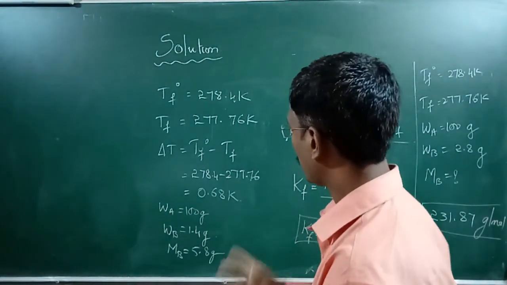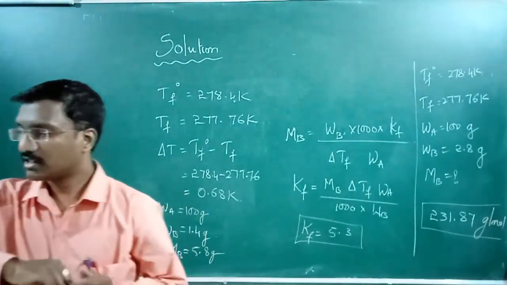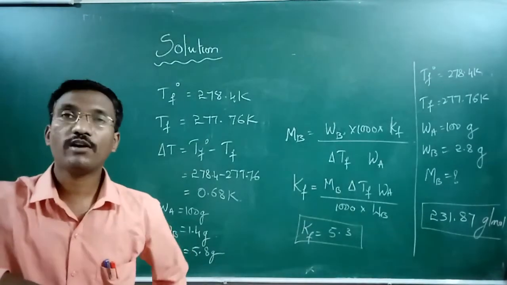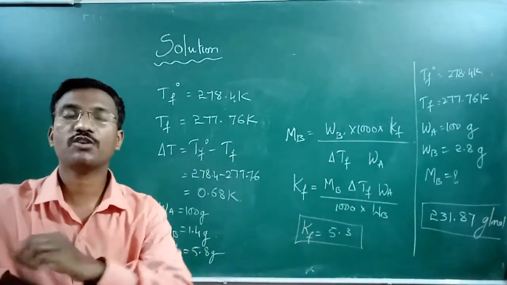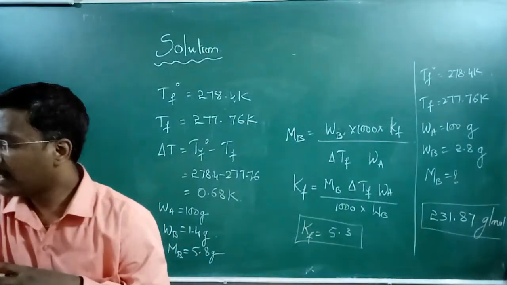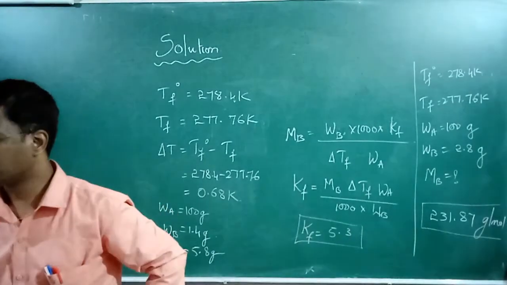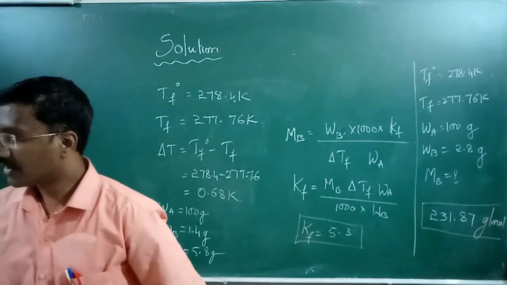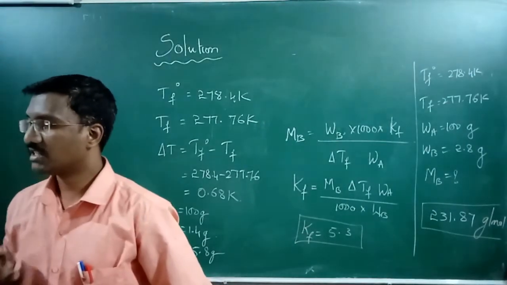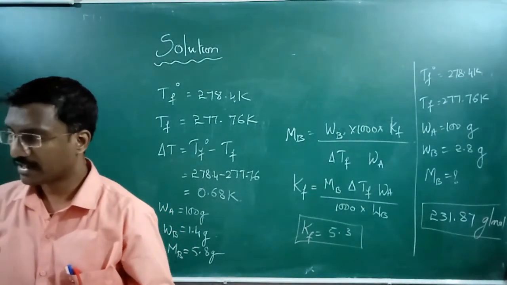Look here, I have given some of the data, so you can go through the notes. Here the problem is: 1.4 gram of acetone is dissolved in 100 gram of benzene. Acetone is nothing but the solute, that is B, and 100 gram of benzene is A, because it is the solvent. It gives a solution which freezes at 277.12 Kelvin. Means this solution freezes at this temperature, and pure benzene freezes at 278.4.